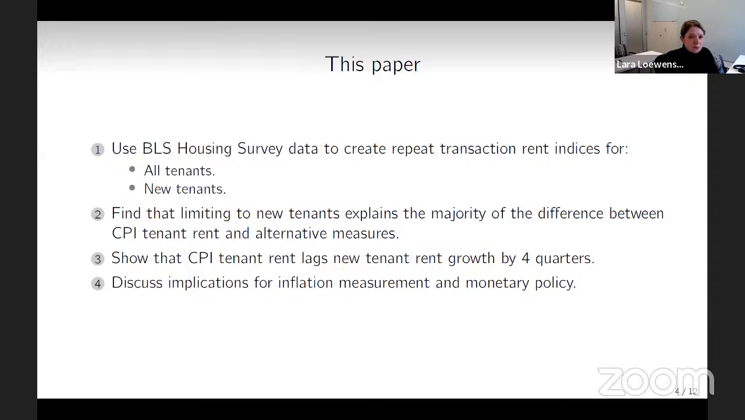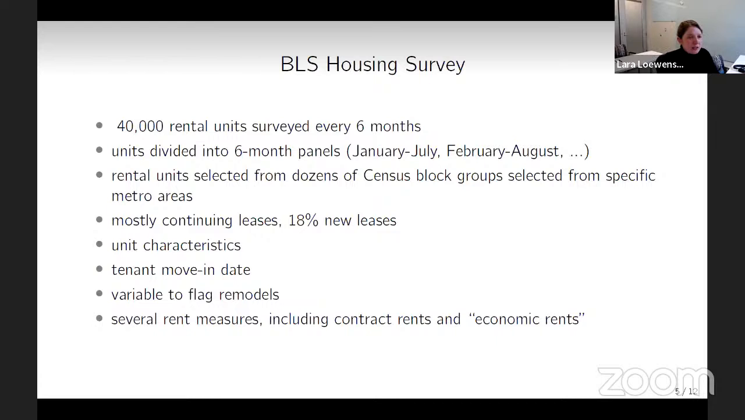So the BLS housing survey is very unique. There's very little out there that's like it. It surveys about 40,000 rental units every 6 months. It divides those into 6-month panels, so a specific unit is surveyed every 6 months, and then the sample is divided evenly across those 6 panels. It's very carefully designed to be geographically representative, so it uses the census to create a representative distribution of where renters are located.